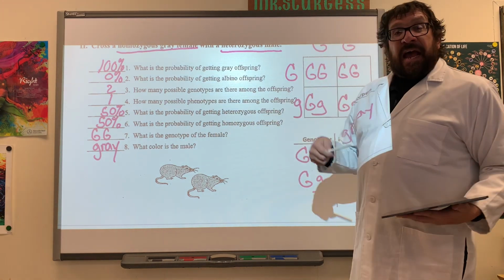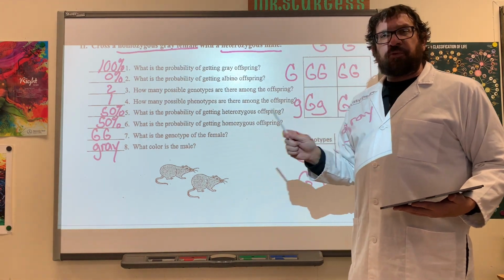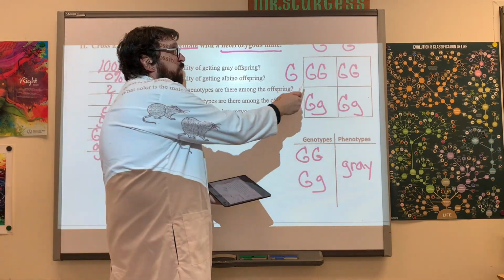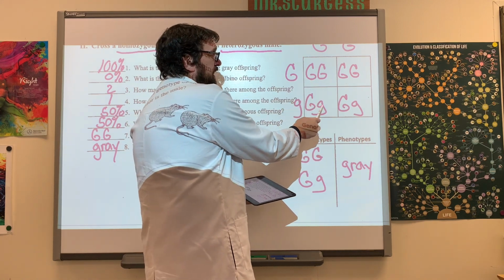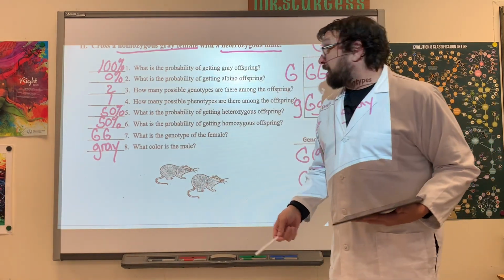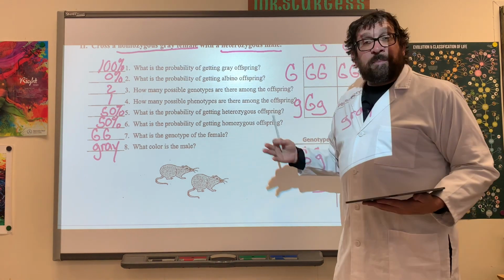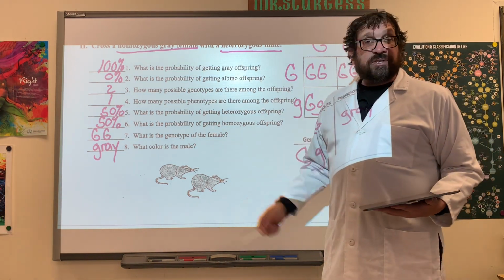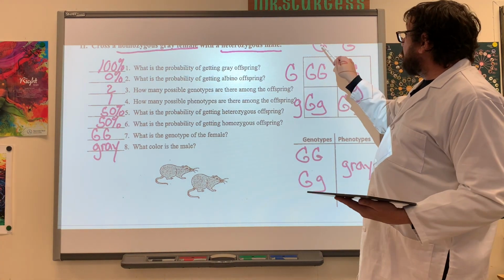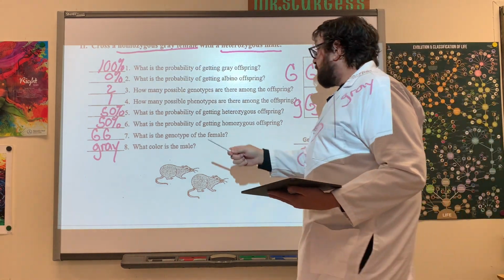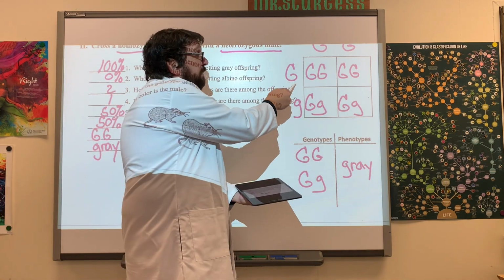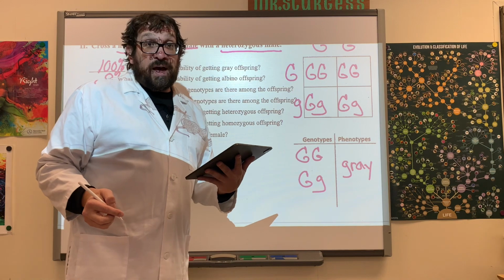The probability of getting a heterozygous, different alleles that make up the genotype. We've got heterozygous, we've got 1 here, we've got 1 here. That's gonna be 50%. And of course, if you're using some common sense, what's the probability of getting a homozygous? It's gonna be 50% as well. Genotype of the female, well, we had to figure that one out in order to do our Punnett square, and we found that she was capital G, and we found that the male, because he was capital G, small g, there is a dominant gene there, so he's gotta be gray as well.